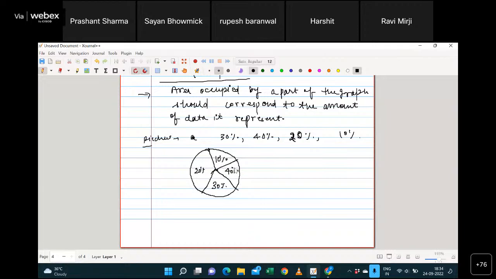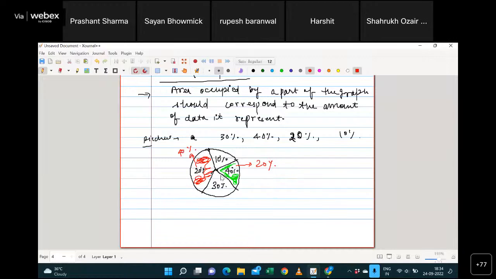Okay, so by seeing this pie chart, can you tell me whether it follows the area principle or not? No, sir, because it is violating the area principle. Yes, because what does the area principle say? The part of the graph should correspond to the amount of data, right? If you see this green region, it shows 40%, but if you look at this red region, it shows 20%, and that is not the amount of data it should represent. It should be 20% and 40%, right?